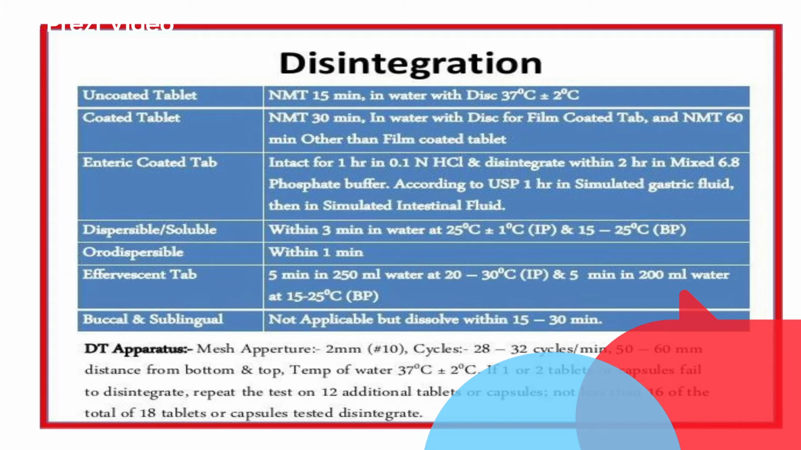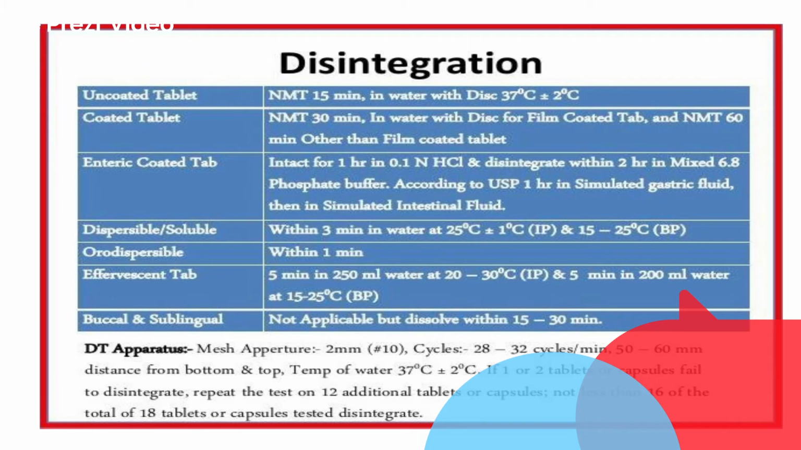For effervescent tablets, it is 5 minutes in 250 ml of water at 20 to 30 degrees Celsius, and 5 minutes in 200 ml at 15 to 25 degrees Celsius. For buccal and sublingual tablets, the limits are not applicable, but they should be able to dissolve within 15 to 30 minutes. So this is the criteria set for the different types of tablet. You need to memorize the time limits, the medium, and the temperature conditions.